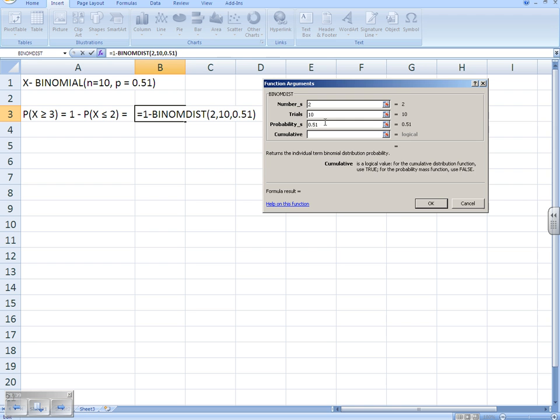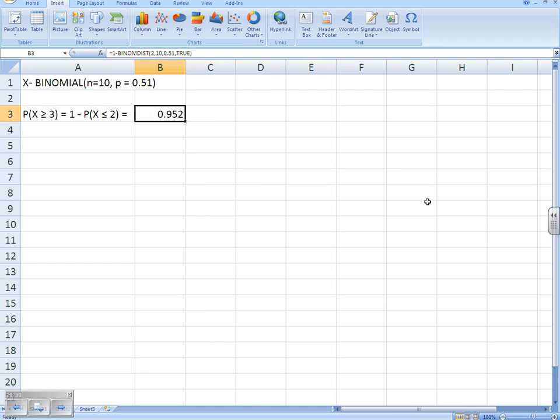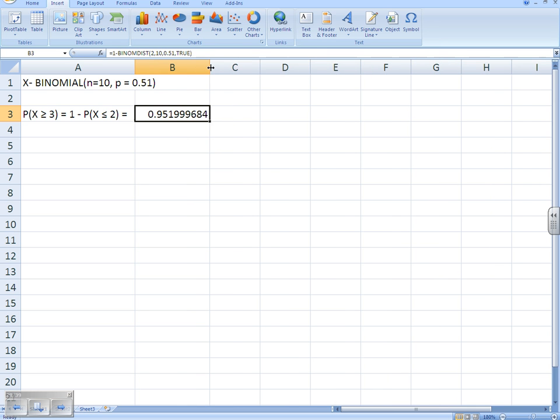Do we want less than or equal to 2 or just 2 exactly? We want x is less than or equal to 2, so cumulative should be true, or typing in 1 there would return the same result. So cumulative true in this case, pressing return, our formula gives us a result 0.952 to 3 decimal places.